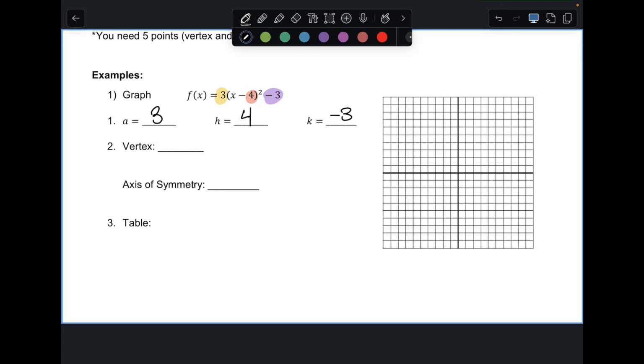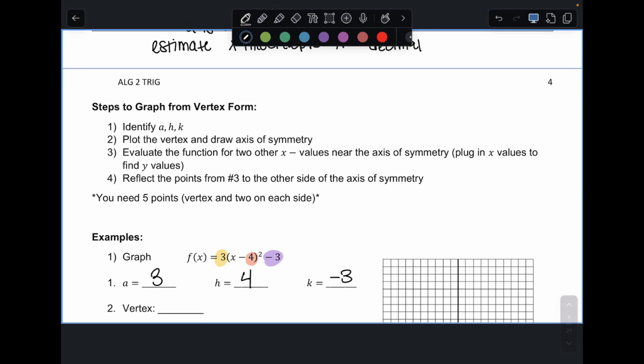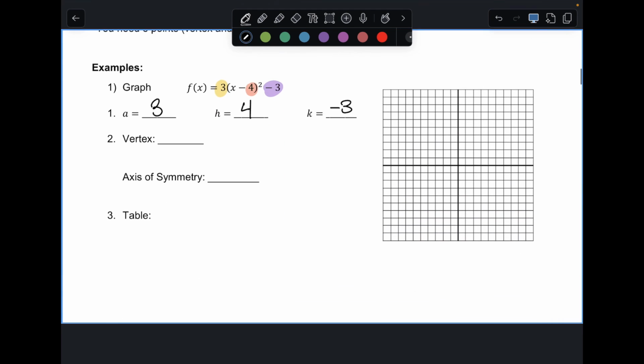From there, we know a good amount of stuff for our graph. Step 2 says plot the vertex and draw the axis of symmetry. If H is 4 and K is negative 3, what's my vertex? 4, negative 3. It's just HK. So I take H, I take K, and I put them in as an ordered pair.